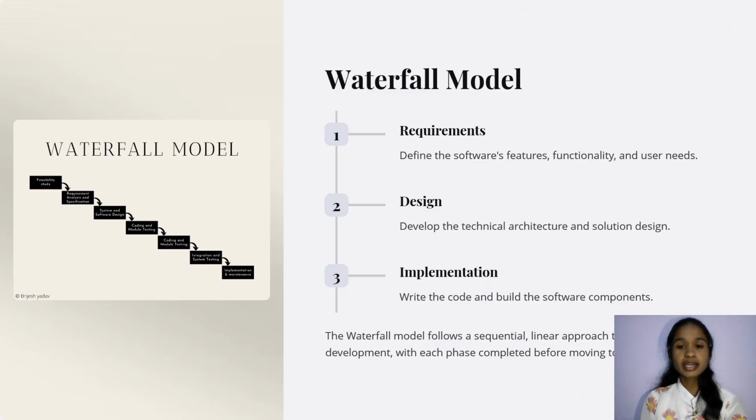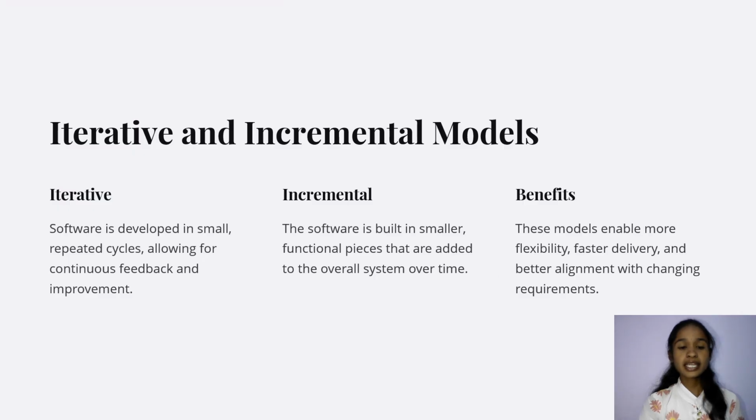Waterfall model. Requirements: define the software features, functionality, and user needs. Design: develop the technical architecture and solution design. Implementation: write the code and build the software components. The waterfall model follows a sequential linear approach to development, with each phase completed before moving to the next phase.